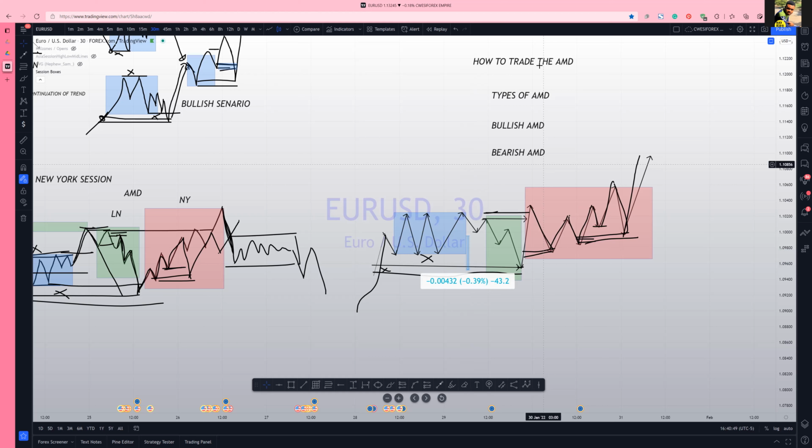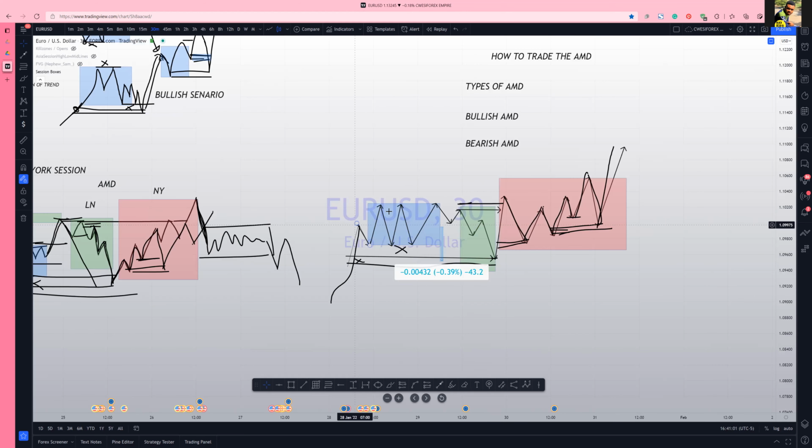So how to trade? You're still on how to trade the AMD. So the accumulation, the price will be ranging. So how to identify it without using the session box? In the accumulation, the price will be ranging. And the manipulation, the price will break the range direction to trap traders. Are you getting it? So that's the concept of price taking out the buy side liquidity or the sell side liquidity.